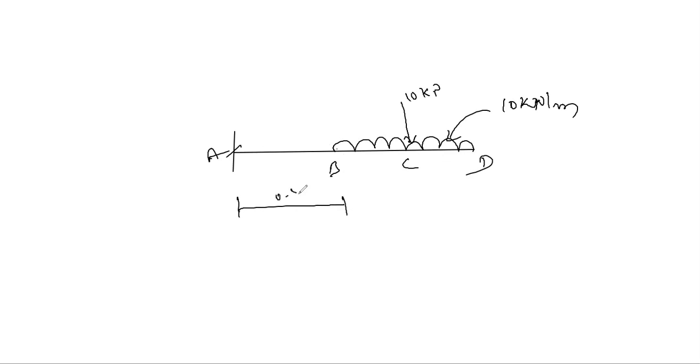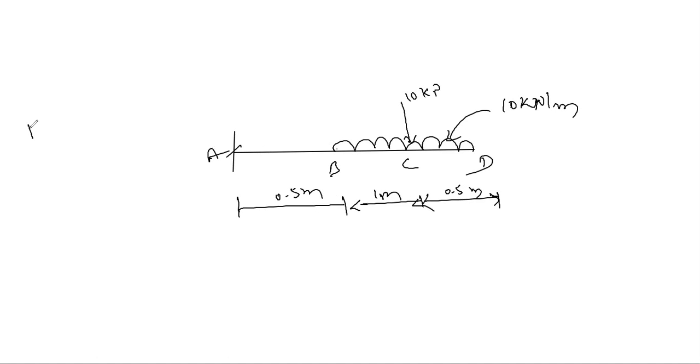At this portion, you may get a doubt. It is 10 kilonewton per meter, at A, B, C, D. Now, the length is 0.5 meter, this is 1 meter, and here it is 0.5 meter. You may get the doubt at A.